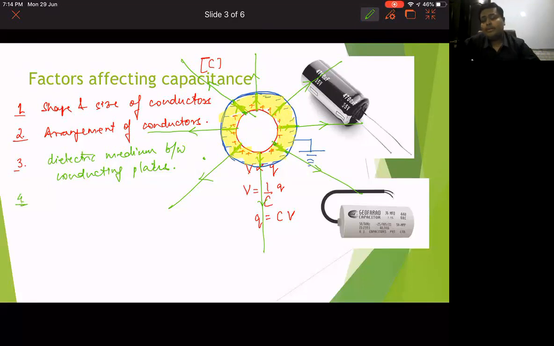So it's definitely going to depend upon the presence of the nearby conductors. So these are the 4 basic points on which the capacity depends. And you can quickly have a revision shot for it. That is the shape and size of the conductors, the arrangement of conductors, the dielectric medium between the conducting plates, and the presence of the nearby conductors.